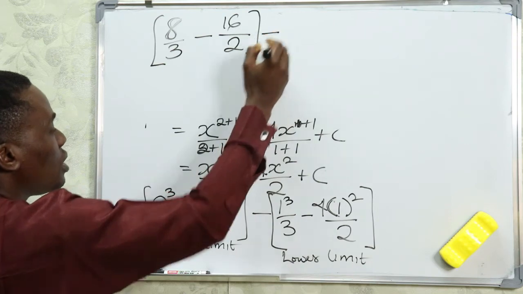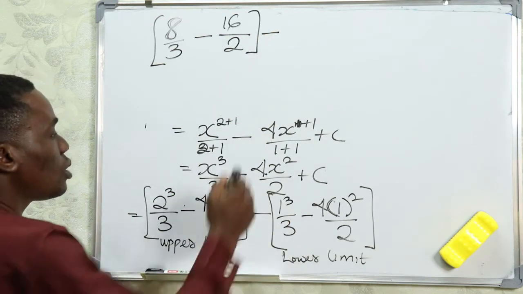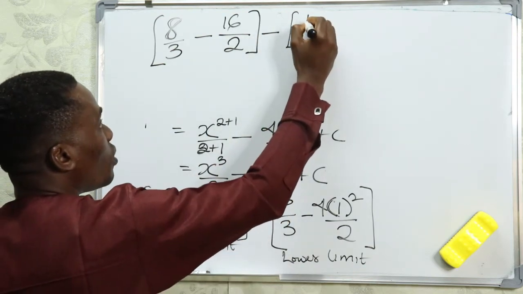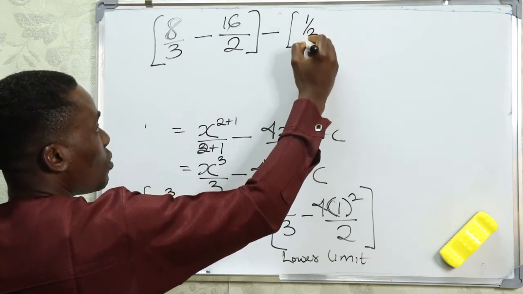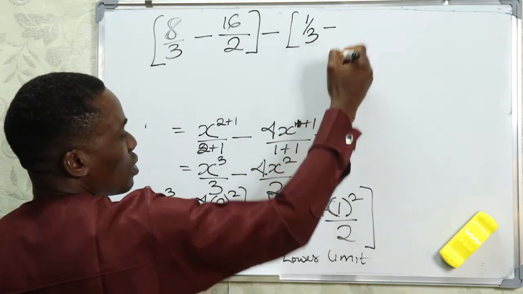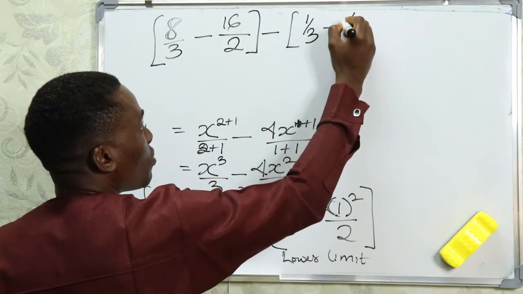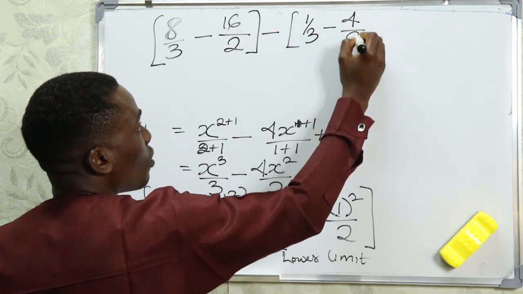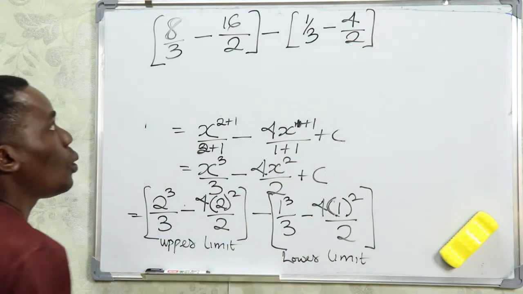Then we'll go ahead to this. This will give us 1 over 3 minus 4 square, that will give us 4 over 2. This is for the lower limit.